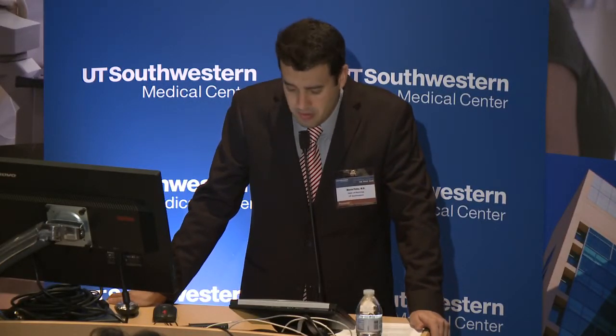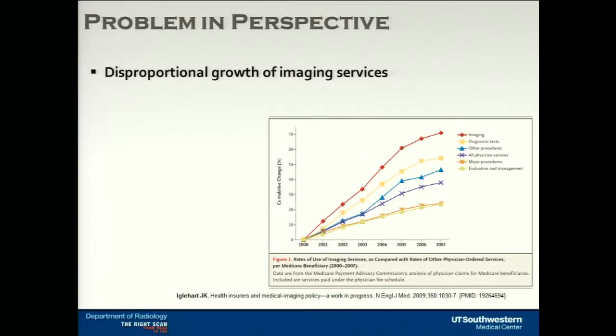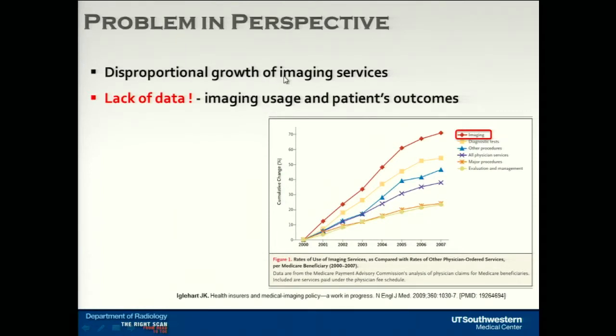So why is this a problem at all? Why are we talking about this? Dr. Ropsky has shown some curves, and those are similar to demonstrate that the rate of growth of physician services in the United States over the last decades is just impressive. And if we look closer, we can see that imaging itself has grown at a disproportionate rate to all other services. Most problematically, in many situations, this has happened with very little data backing that imaging usage is actually associated with improved patient outcomes.